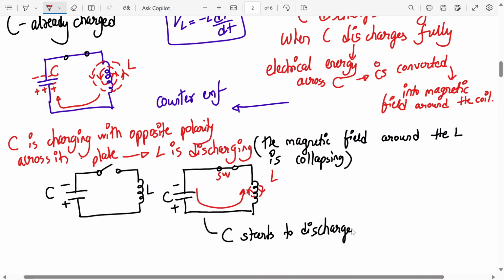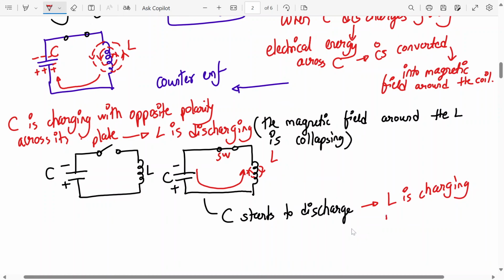Okay, so the electric field starts collapsing as the capacitor starts to discharge, and this will build up the magnetic field. Here the capacitor is discharging, now L is charging. Whenever one component is discharging, the other is charging. So the magnetic field starts to build up again in the reverse direction. So L is charging in the reverse direction now.